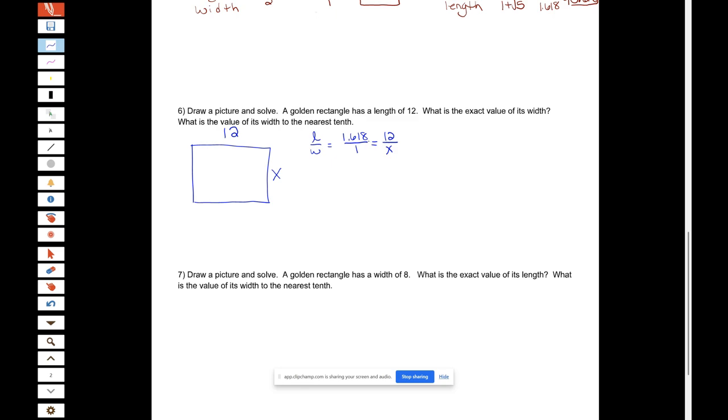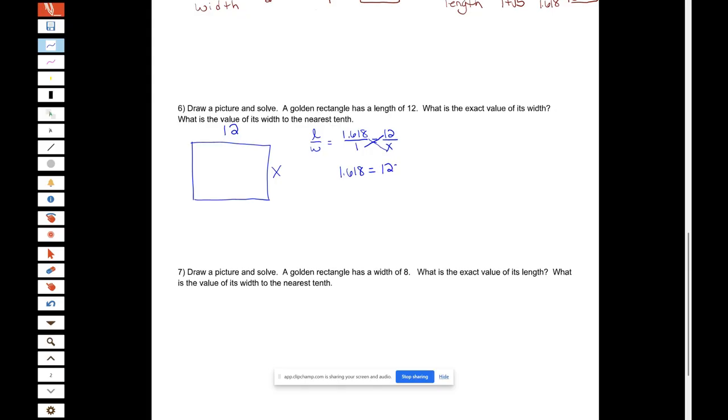I can solve this as a proportion. I forgot to put the x after my 1.618 because it is multiplied by x. And that's going to equal 1 times 12, which is 12. So divide both sides by 1.618. 12 divided by 1.618 is approximately 7.42. It said nearest tenth, so we'll just go 7.4.